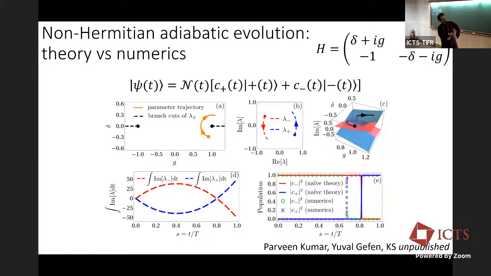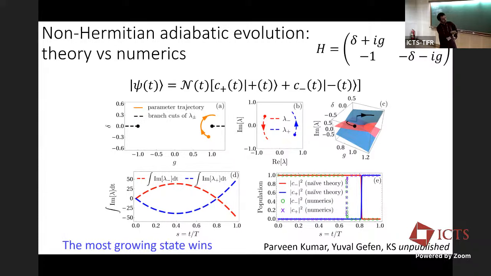Even if you start from the minus state, eventually the minus state will become negligible and you will get all the weight in the plus state. And the numerics tells you exactly the same thing. So the most growing state wins. The theory is correct qualitatively.